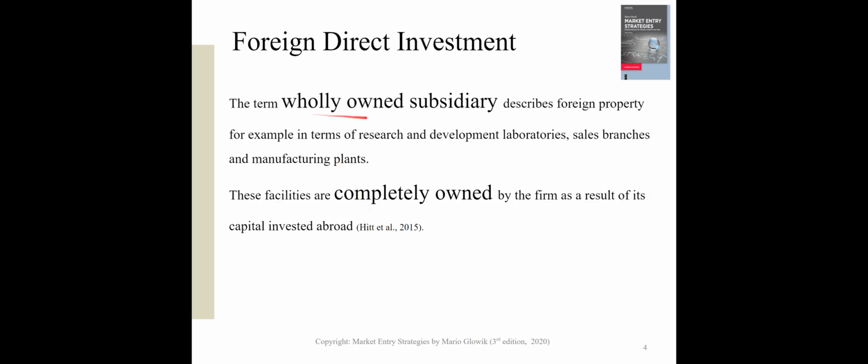The term wholly owned subsidiary, which you probably already found in the literature, describes foreign property, for example, in terms of research and development laboratories, sales branches, and manufacturing plants. These facilities are completely owned by the firm as a result of its capital investment abroad.